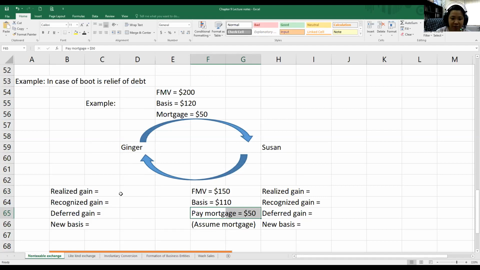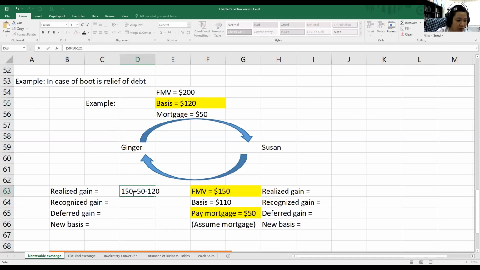So how can we find out the realized gain? Ginger sacrificed a property that has basis of 120, and she gets a property that has fair market value of 150 plus the relief of debt of 50. So her realized gain will be equal to 150 plus 50, the relief of debt, minus 120. So Ginger will realize a gain of 80.